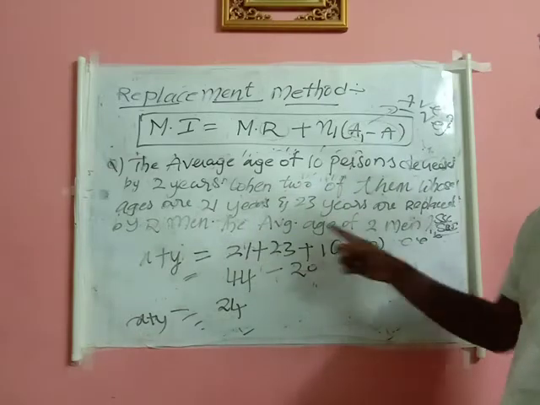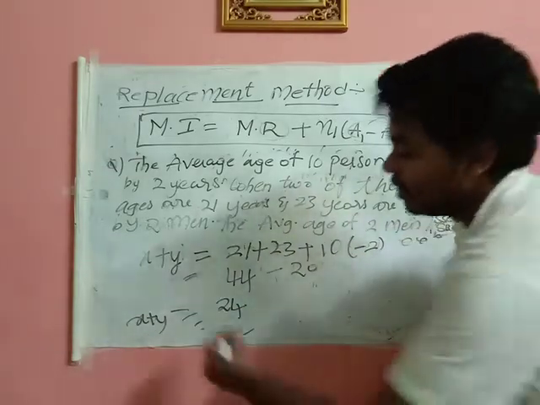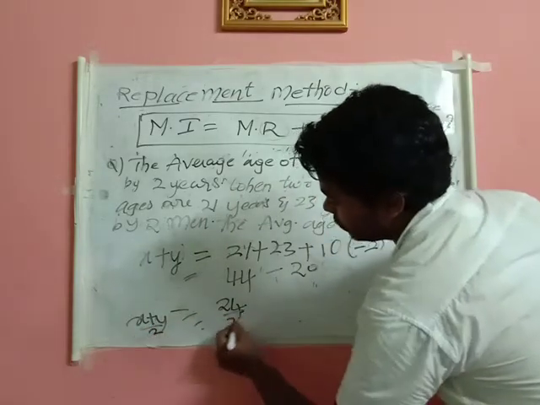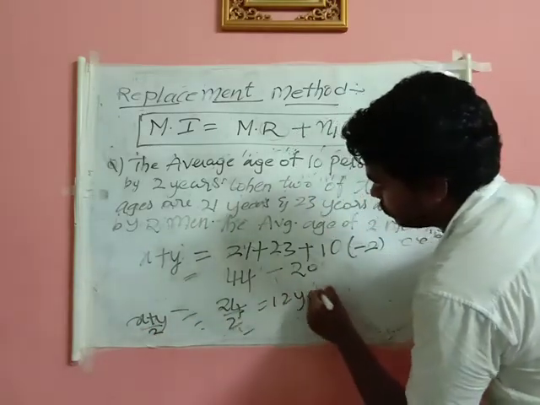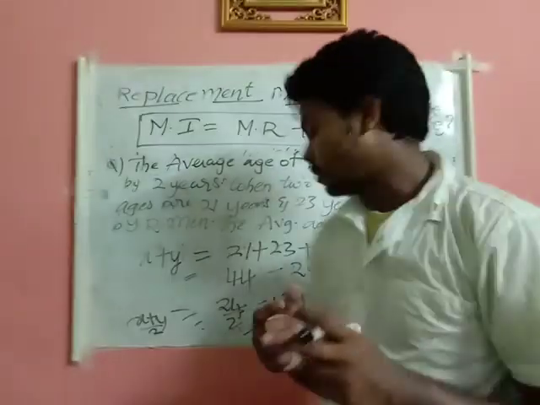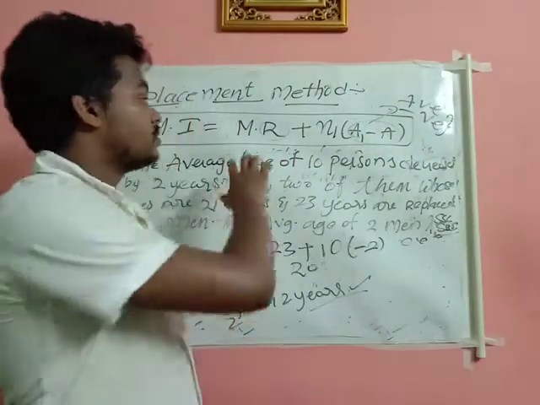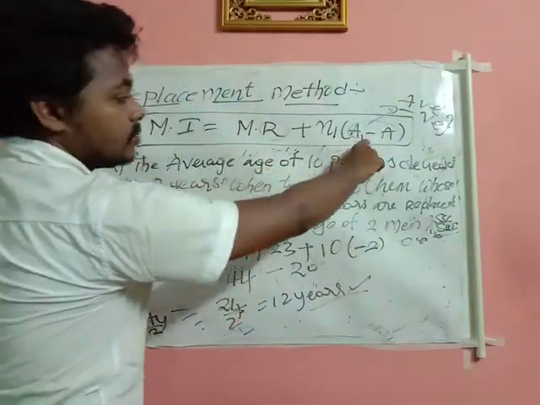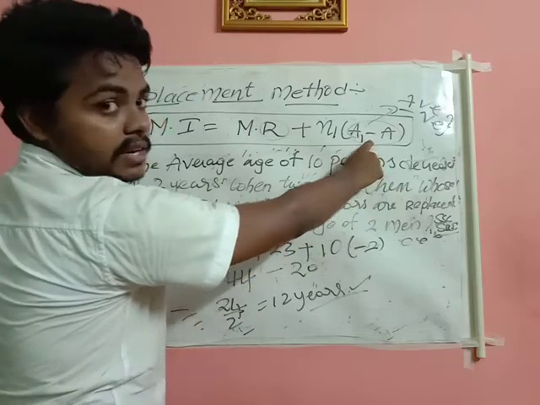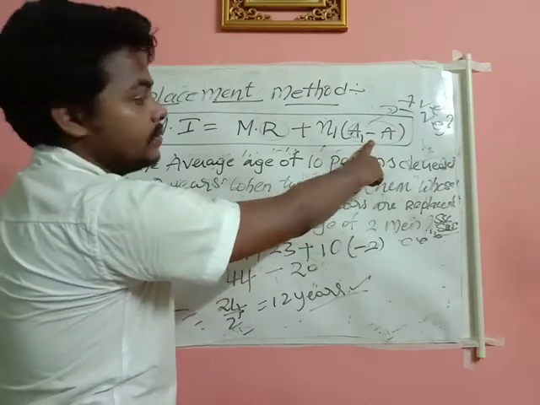Now what is being asked? The average age of the 2 men. So in order to get my average, what should I do? I should divide it by 2. So 24 by 2, which is equal to 12 years. So the average of the 2 persons replaced is 12 years, right? So with this, I will be ending the replacement method. So this is the only formula. You should not get confused whether to use positive or negative here, right? If it increases, you will be taking positive. If it decreases, you will be taking negative, right, friends?